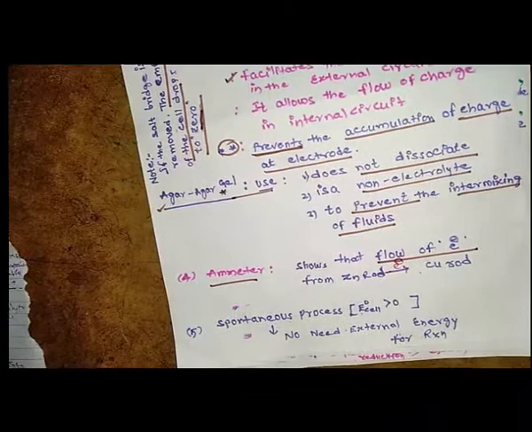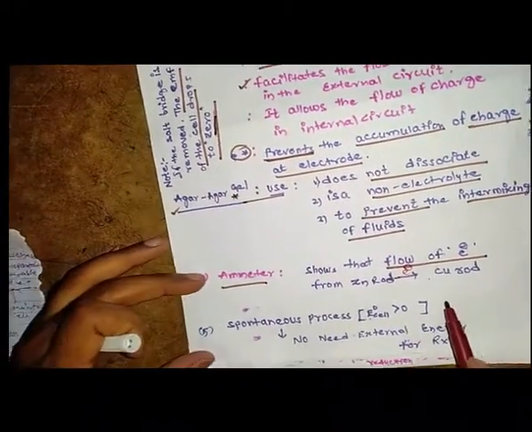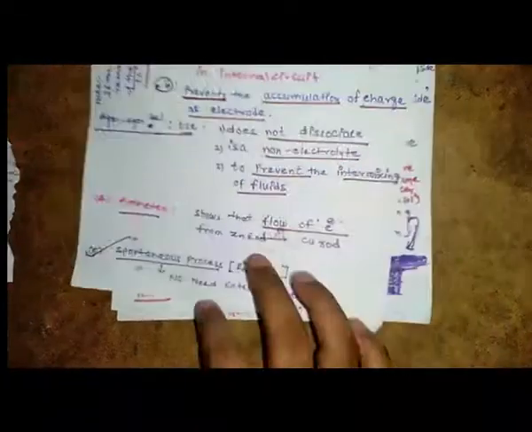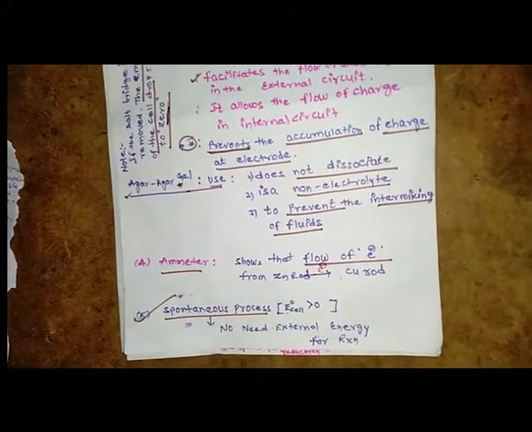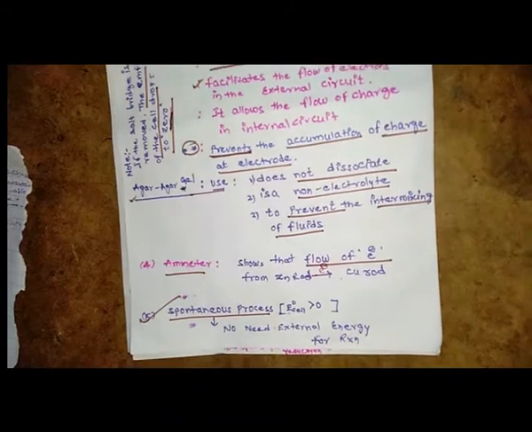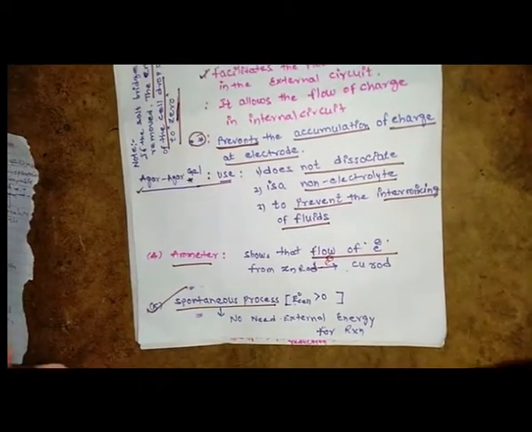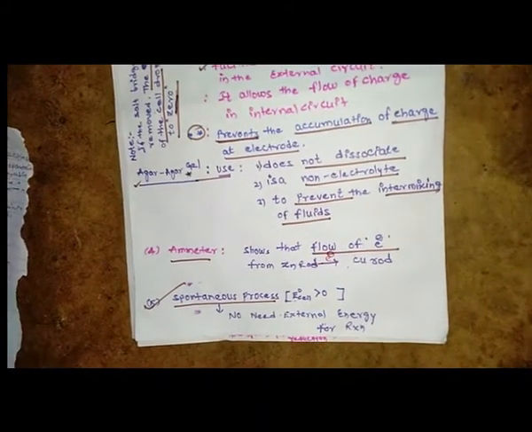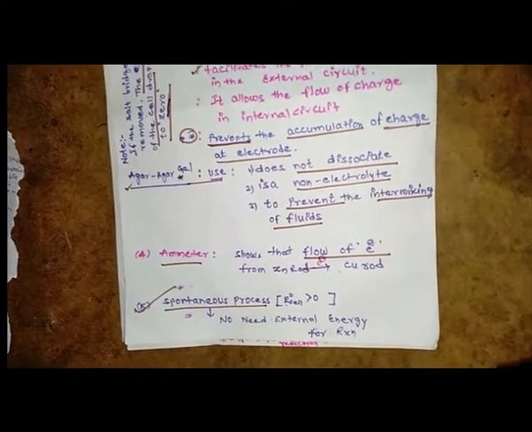From the zinc rod to the copper rod. This galvanic cell is a spontaneous process cell. In that cell, spontaneous processes occur. So what does a spontaneous process mean? No need of external energy for the reaction. So that cell easily undergoes the chemical reaction. There is no need of external energy.